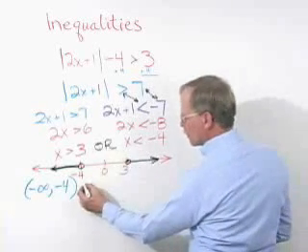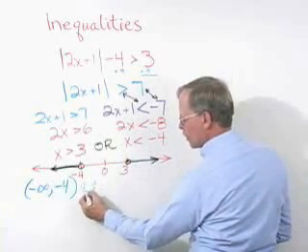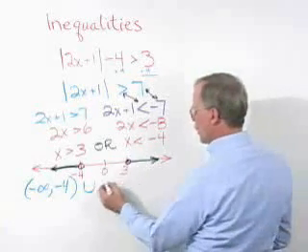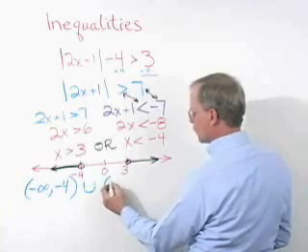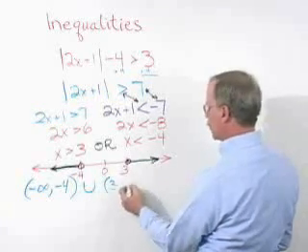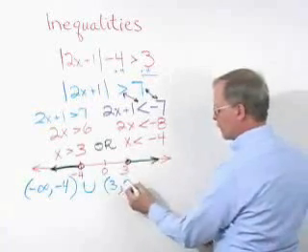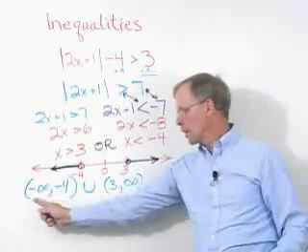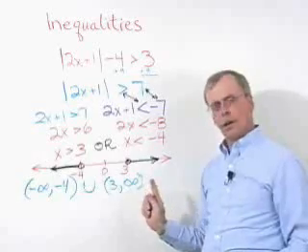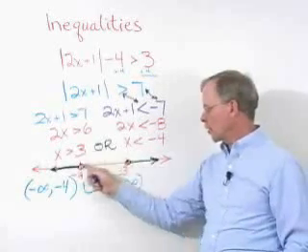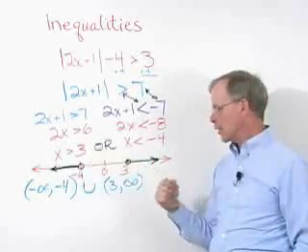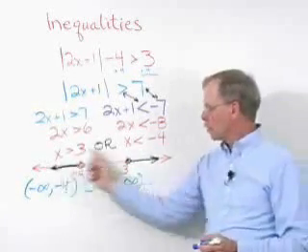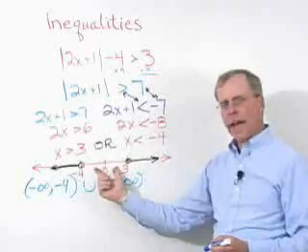Ors are unions. So the symbol for a union in a set is a kind of flattened U. And then we have another open set, 3 to forever, positive infinity. These are called open intervals because both ends are open. We can't actually touch the endpoints in either case, so we end up with open intervals. And in this case, we have 2 pieces separated by this gap in the middle.